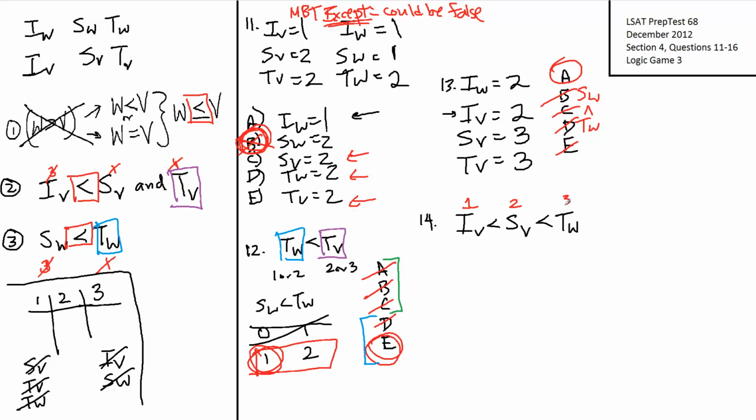This has to be 1, this has to be 2, this has to be 3. It must be. There's no other way that you can manage this, right? And then obviously SW is less than TW, so we can add that on down here. SW is also less than TW.